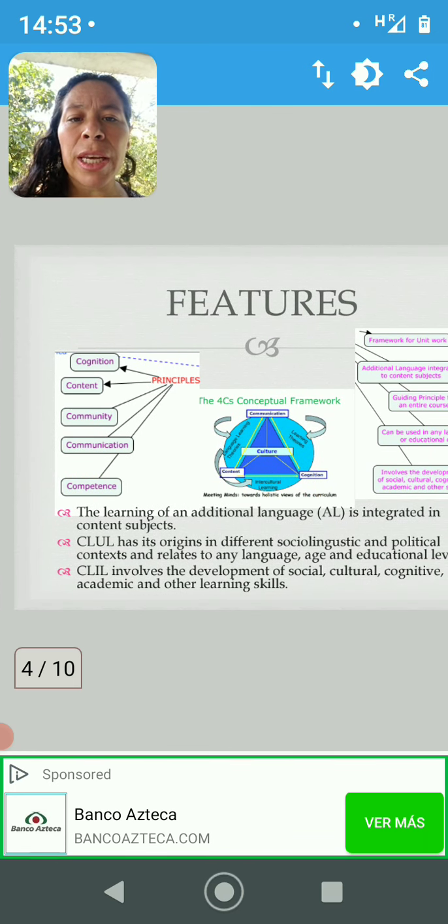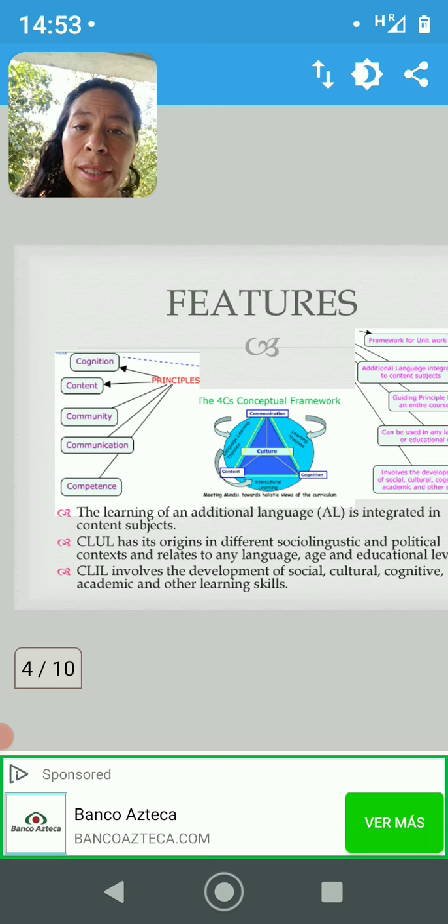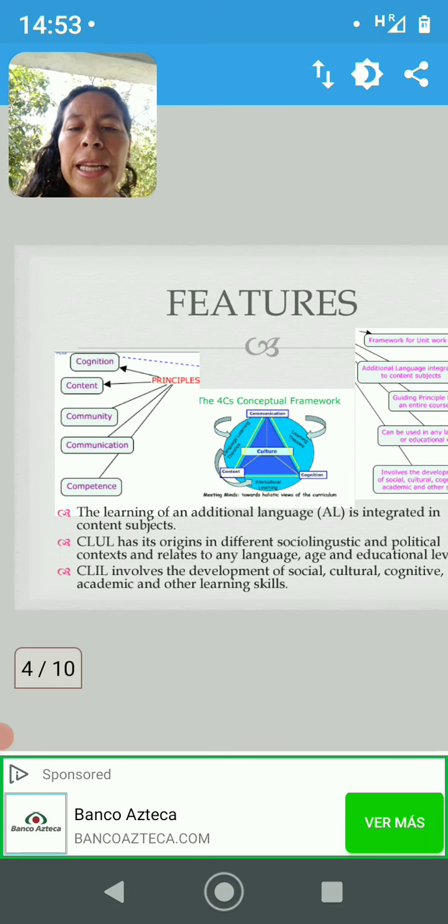because of their intercommunication. Now, some features known as the 4Cs are cognition, content, communication, and competence, and later on community was added to this. So, in CLIL, an additional language is integrated in content subjects. Then CLIL has different origins. It can be related to any language, age, or educational level. CLIL involves social, cultural, cognitive, academic, and other skills.